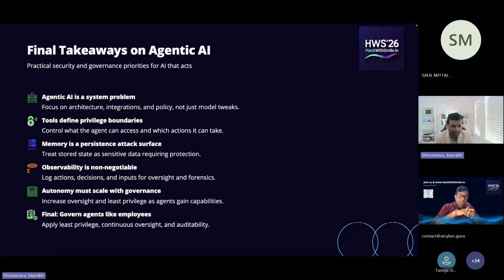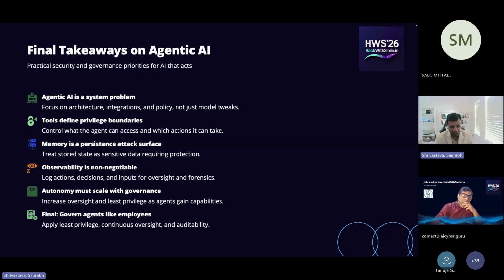So the final takeaway from the agentic AI system: agentic AI is a system problem. So you need to focus on the architecture, integration, and policy. It is not just about, hey, I need to change my model or retrain my model. You need to define how much privilege you are going to give to which agent, and limit the attack surface, whether it is on the memory or at the agent level.